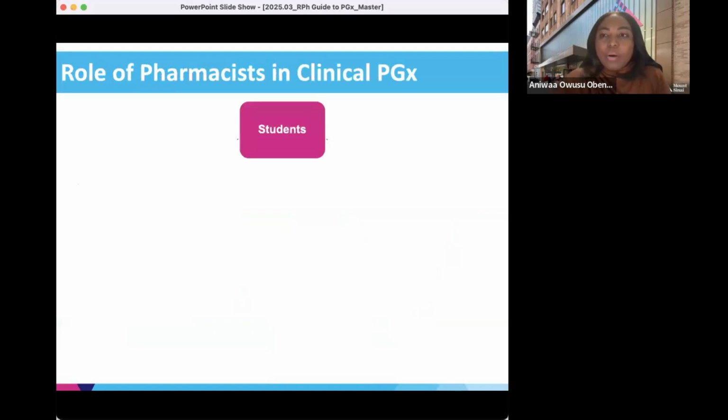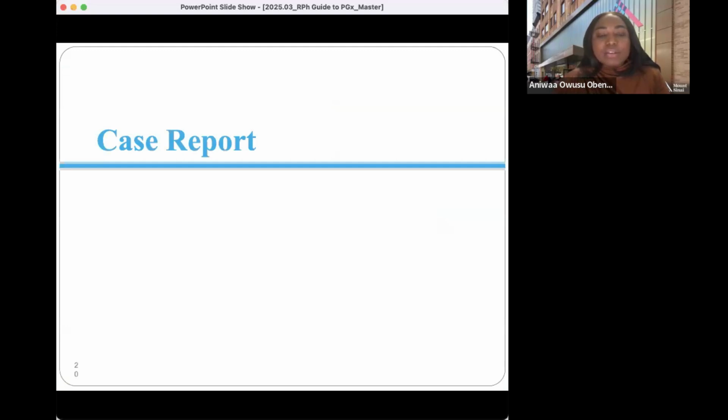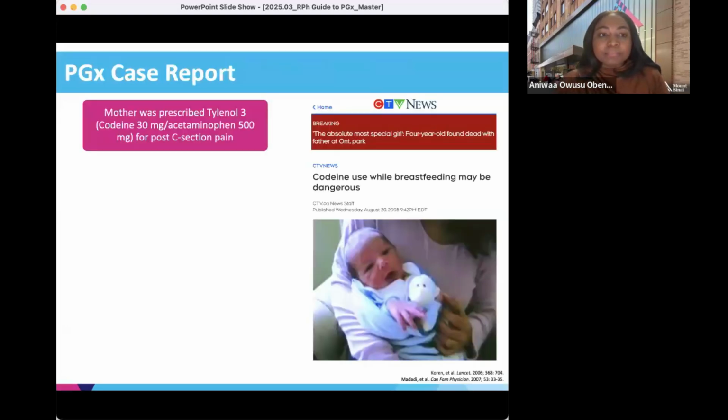So as we learn more about what pharmacogenomics is and the history of it, there are other roles that we are asked to assume in this space other than just becoming students. According to ASHP, pharmacists are supposed to become advocates for pharmacogenomics. So how do we do that? I want us to first look at a case report.